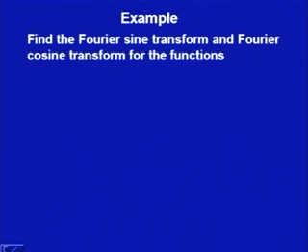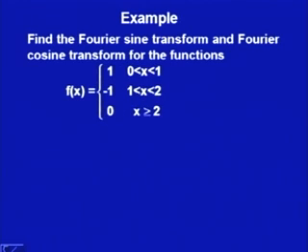Come to the example. Find the Fourier sine transform and Fourier cosine transform for the function which is 1 in the interval 0 to 1, minus 1 in the interval 1 to 2, and 0 for x greater than 2. So, now find out the transform.